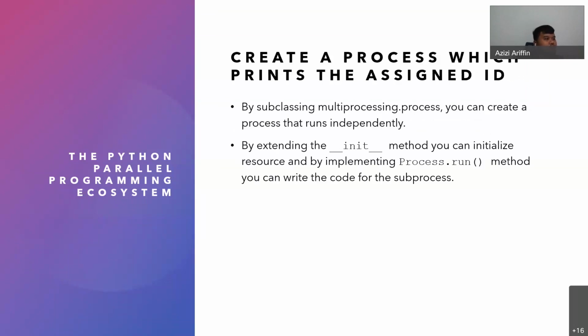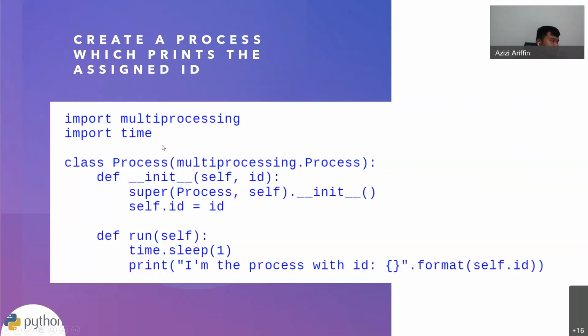So if we want to create a process with a pre-assigned ID, kita boleh gunakan subclass multiprocessing.Process. You can create a process that runs independently by extending the init method. You can initialize resources by implementing the Process.run method, and you can write the code for the subprocess. So nanti saya akan tunjuk ni. Saya dah tunjuk dalam minggu lepas sebenarnya, tapi kita akan tengok lagi. So kalau kita run dia dalam satu kelas, kita boleh define satu function dalam kelas proses tu di mana kita akan start untuk that process. Tak apa, nanti kita akan tengok.